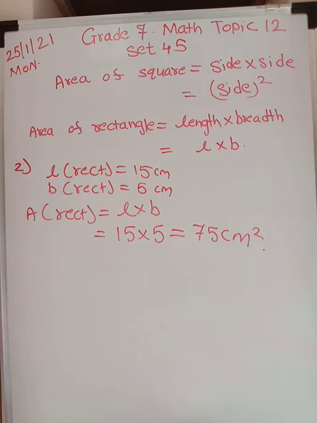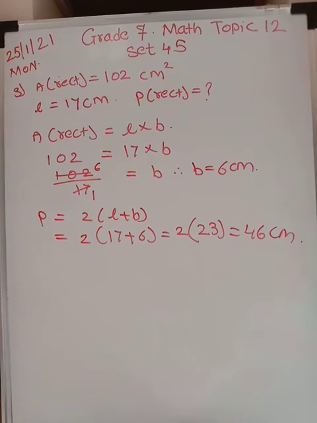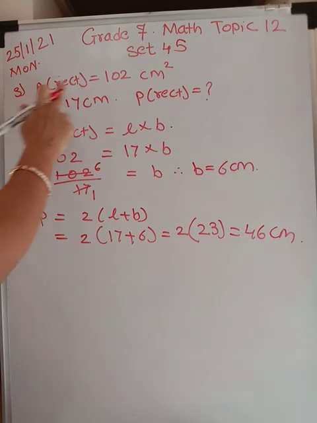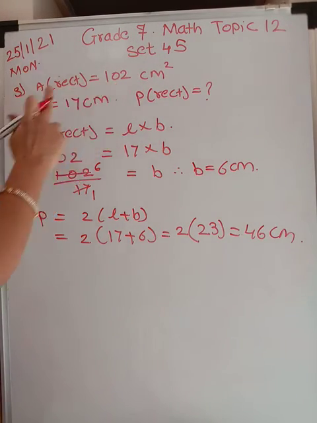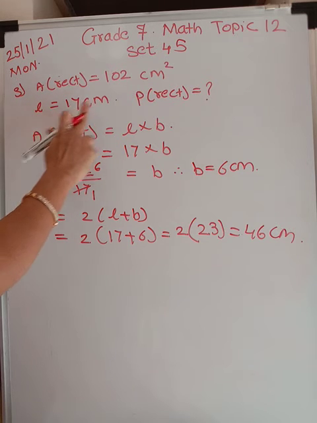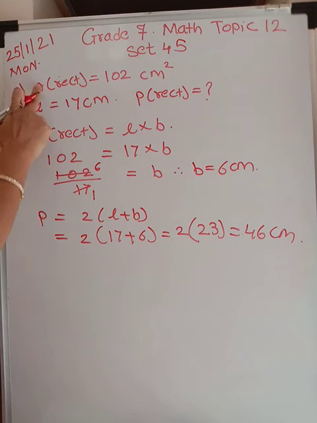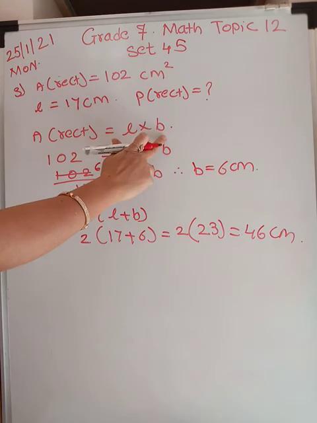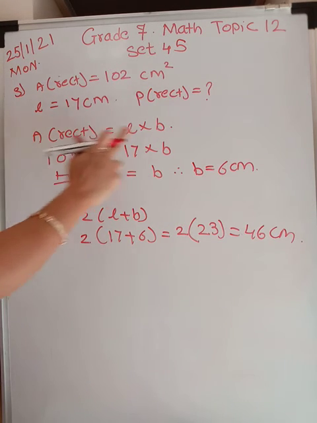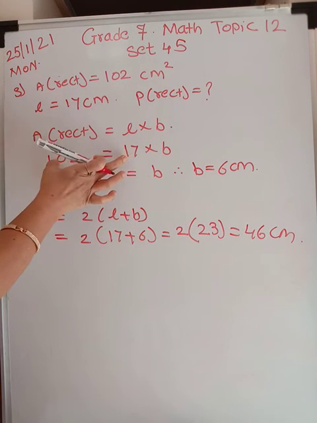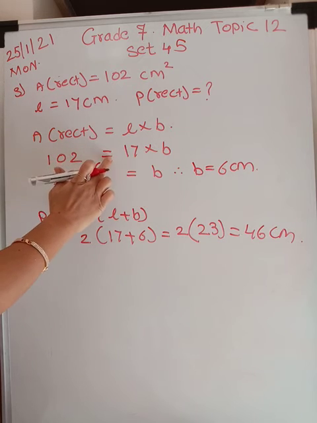Now the next problem: area of rectangle is 102, length is 17, find its perimeter. Okay, so let us see how to do this. Area of rectangle is given as 102 centimeter square. Length is given as 17 and you have to find perimeter. Now see, what is area of rectangle? Length into breadth. We know length, we know area. We can find breadth. Two are known and one is unknown. So 102 is 17 into B.